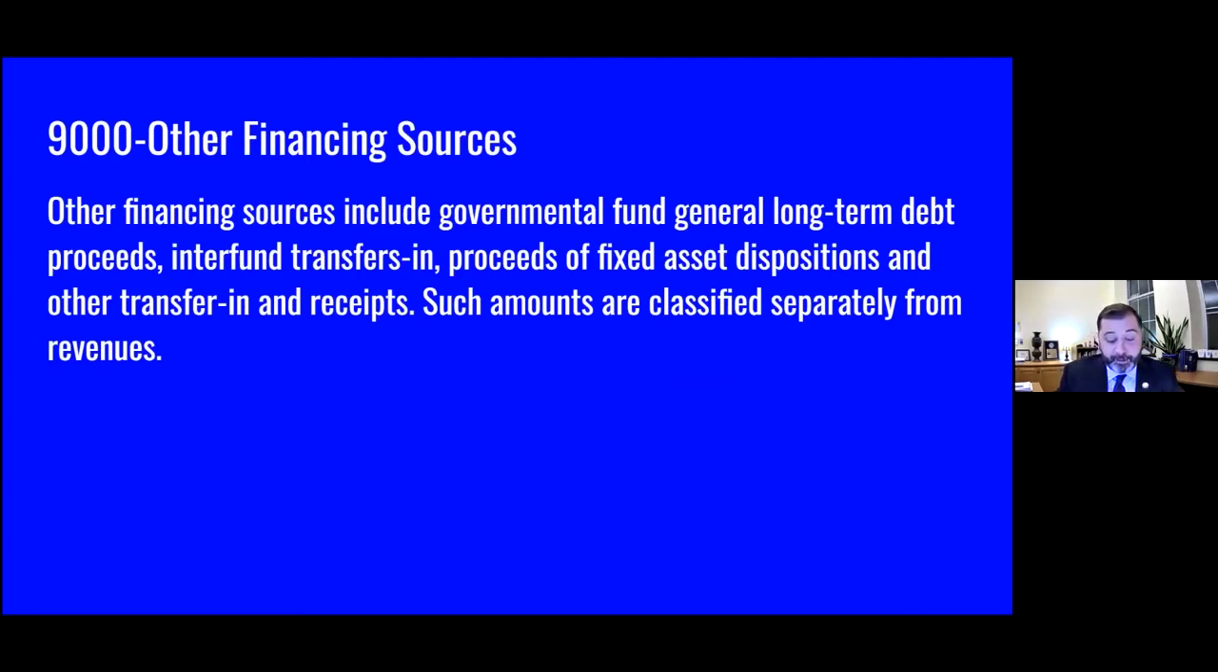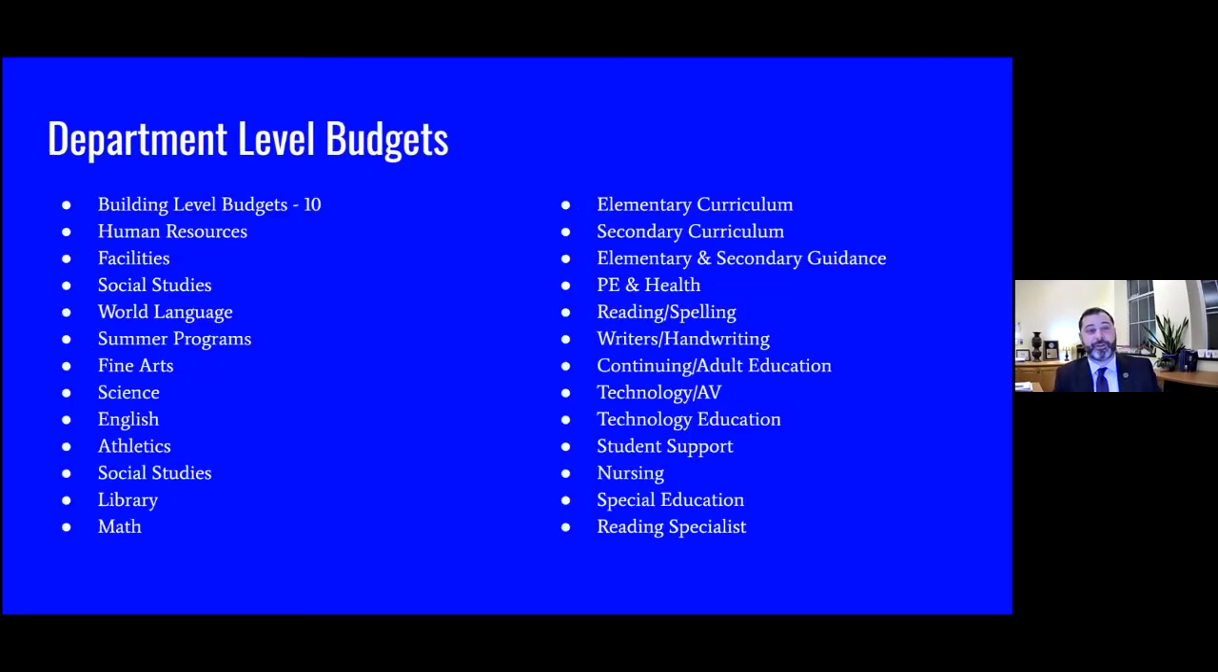Again, the last category is other financing sources. We don't see any big insurance recoveries or bond issue sales in the near future, so there's nothing going on there. So we'll flip to the expenditure side here. This is the piece that I would talk about that doesn't have anything to do with salaries and benefits. These are department level budgets.